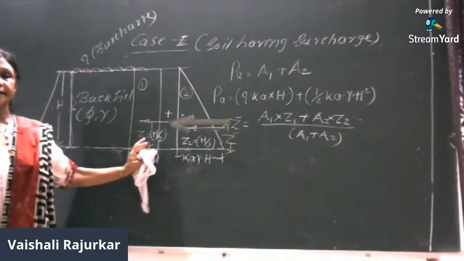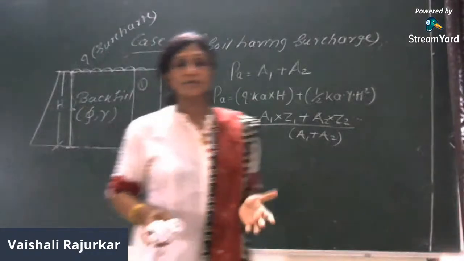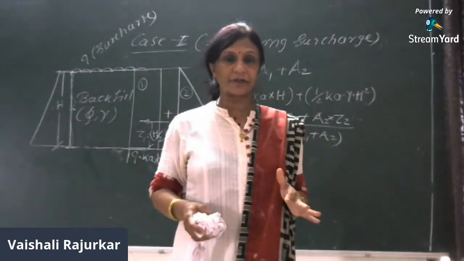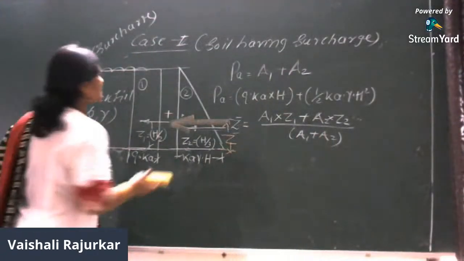So this is the third condition where there is a surcharge. Now we will assume that there is a partially submerged backfill or a layered backfill, right? So the third case we will assume as partially submerged backfill.